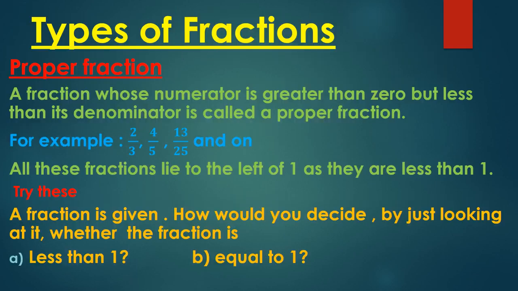Now next is types of fraction. In the types of fraction, first type is proper fraction. A fraction whose numerator is greater than 0 but less than its denominator is called a proper fraction. Whose numerator is smaller and denominator is greater, that is called the proper fraction. For example, 2 upon 3, 4 upon 5, 13 upon 25 and so on.